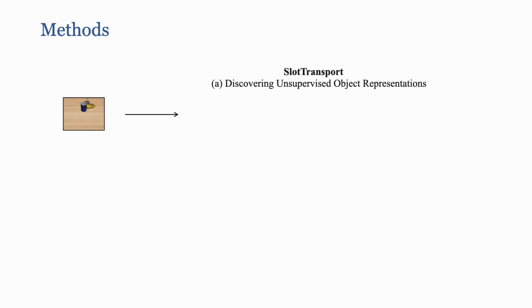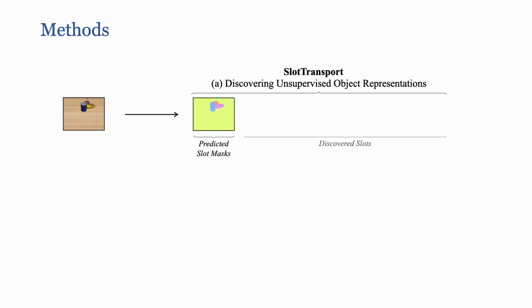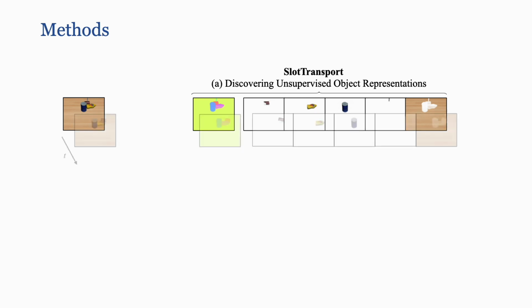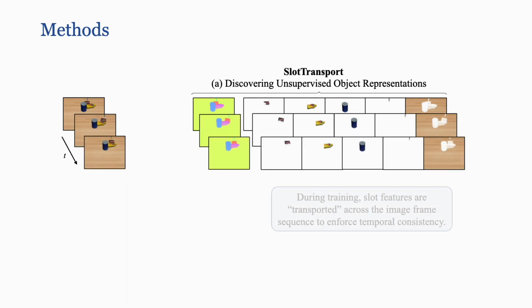In the first stage, we propose SlotTransport, a novel architecture that refines object-centric representation learning through slot attention. Using only RGB images, each slot learns to represent a specific element in the scene, including the objects, robot, and background. With SlotTransport, during training, slot features are transported across randomly sampled image pairs. This improves the learned representations and ensures each slot consistently represents a unique object.